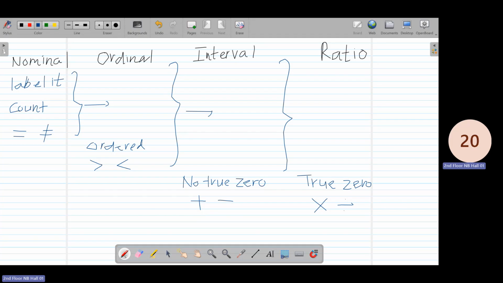And then examples for each category. Nominal scale, we can take gender, marital status. Okay. Then the ordinal scale, education level, seniority level. Then the interval scale, date, temperature. Ratio scale, any quantitative variable other than temperature and date.